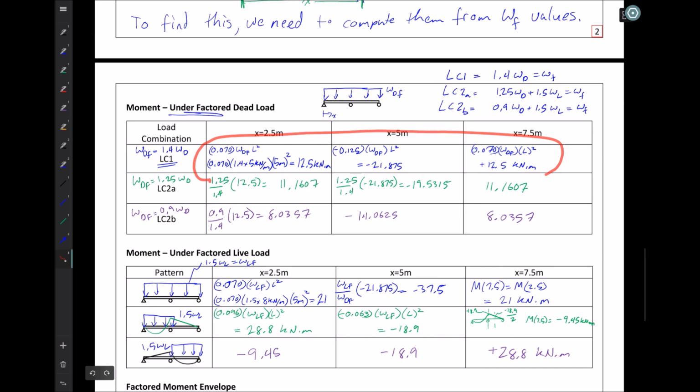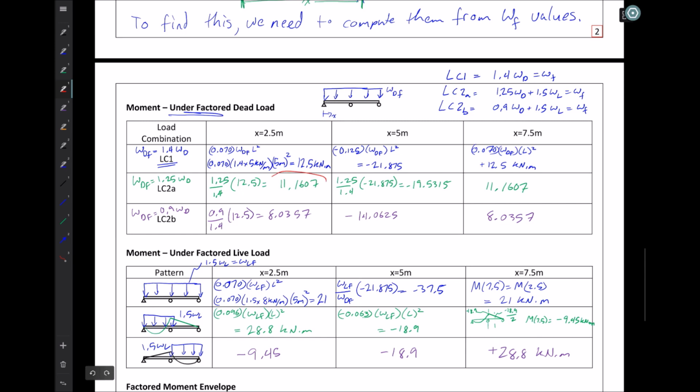At x equals 2.5, I have 12.5. But a quick look at any of these other load combinations where I add 1.5 WL, I've got 21 and 28. So this one won't govern. And over here I've got minus 28. Well, here's minus 37.5. So there's no way this will govern, and the same thing over here. Load combination 1 won't matter. In fact, I can go through here and pick the things that add to the highest value.